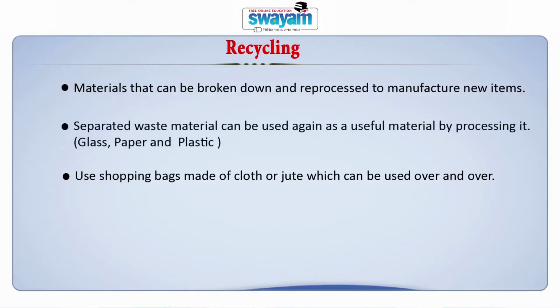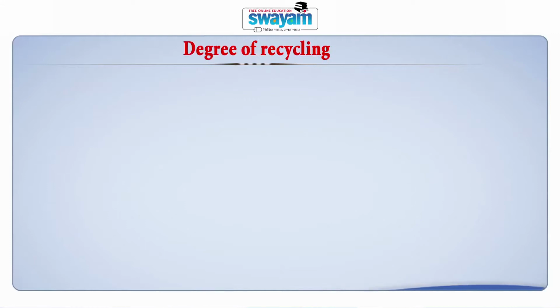For example, paper. You can collect all the paper and give it to the paper factory or manufacturing unit, they will recycle it, and then they will give a recycled product which can be used. Likewise, the glass and plastic can also be sent to the respective industry, and you can use it back. This will minimize the waste generation. Also, the extent of recycling or the degree of recycling also plays an important role.